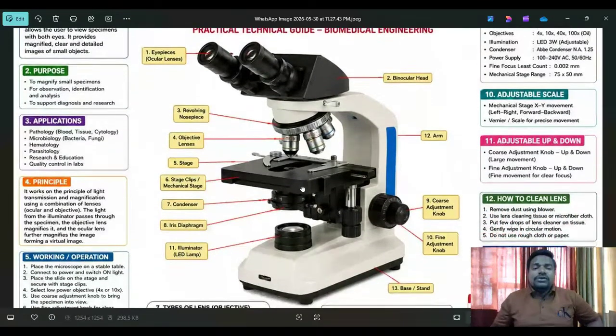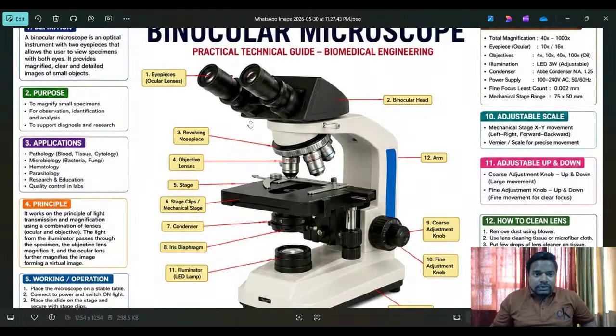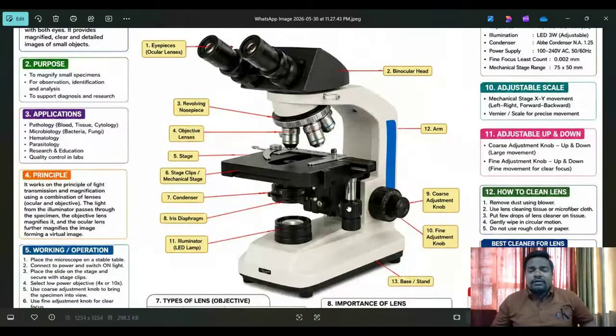Okay, now let me show you. First of all, a binocular microscope means you have to identify it in this way. Different types of these microscopes are available, different companies and different manufacturers in the local market. But when you see a microscope, you have to find out which type of microscope it is. That's the reason I'm going to show you everything. First of all, my focus is to show the equipment. This is the microscope equipment.